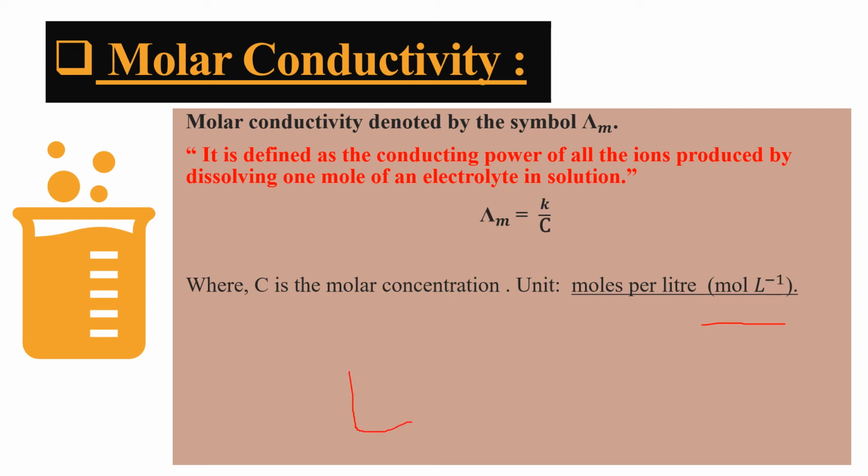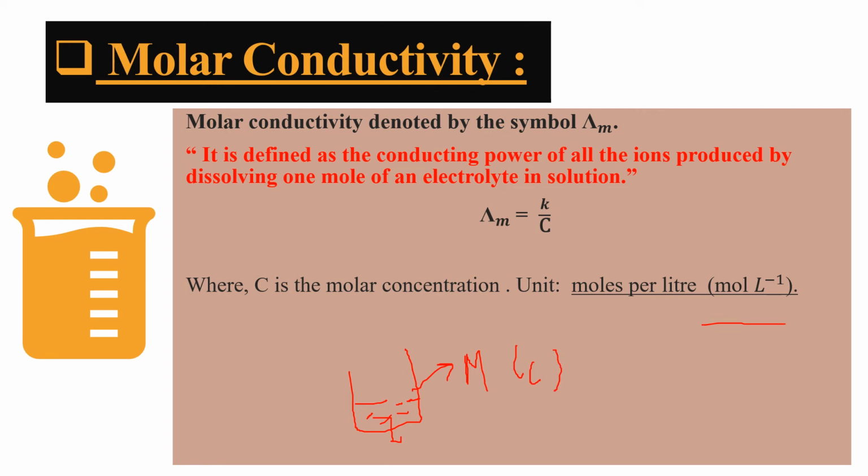Suppose we have a solution in a beaker, and in this solution an electrolyte is present. This is an electrolytic solution, and it has some molarity, some concentration, which will be denoted by M or C, the molar concentration of that particular solution. And we know, what is molar conductivity?